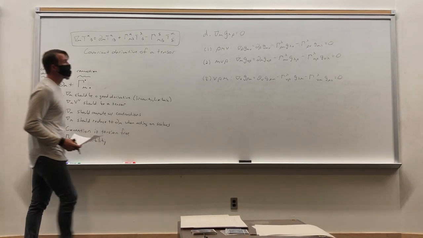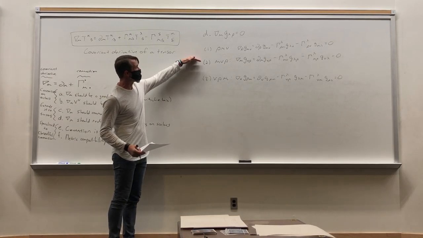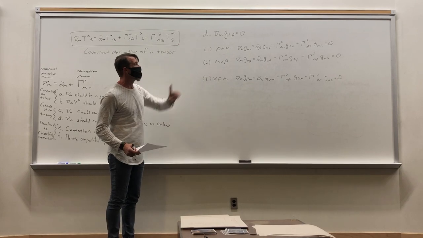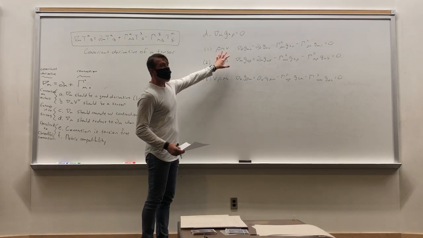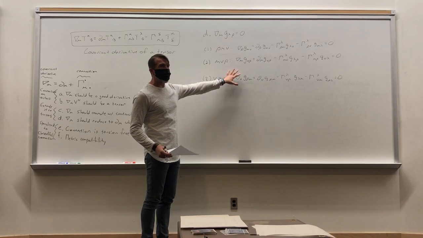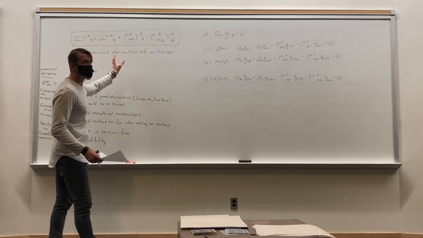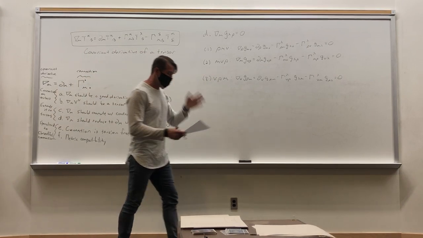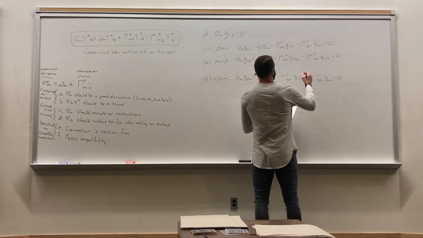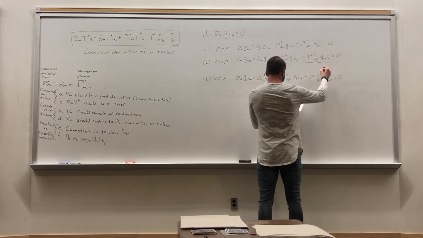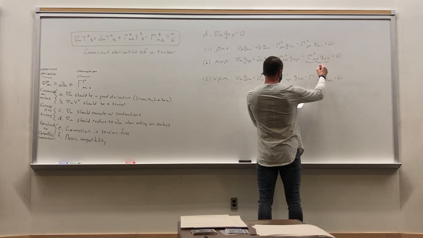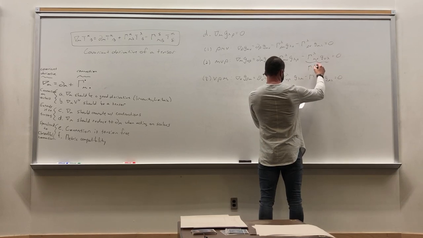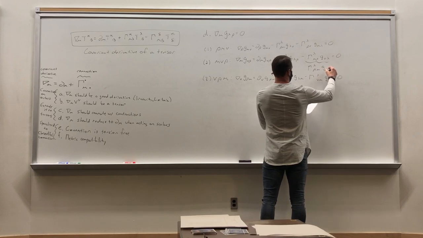Now, I did not evenly space these, but there's a reason. I have written these things out in exactly the index assignment that is our tensor transformation rule. However, now I'm going to do a little bit of index relabeling. So for this term, I am going to call this gamma lambda rho mu g lambda nu.